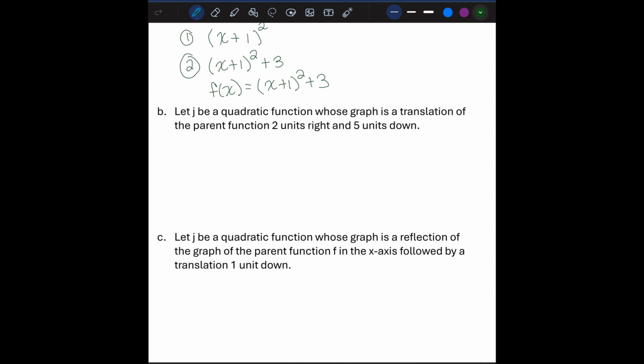All right, part B. We are doing 2 right and 5 down. So 2 right means I'm going to go inside, make a group, subtract 2, and then squared. So that is the first step. The second step, then I'm moving 5 down. That should be on the outside. So I take what I originally had and subtract 5. So our function would be f of x equals x minus 2 squared minus 5.